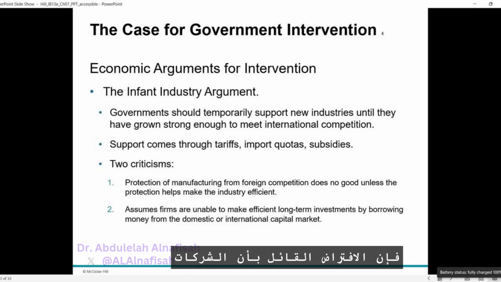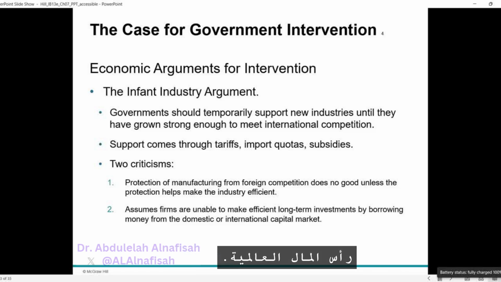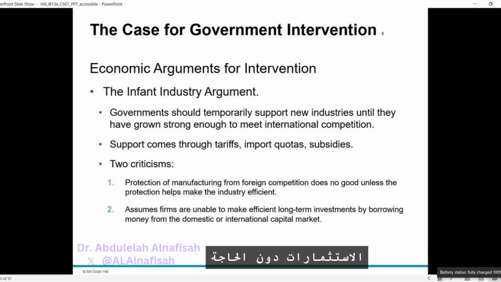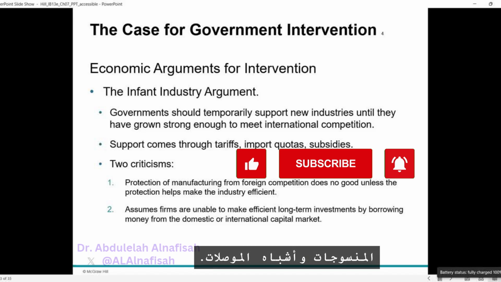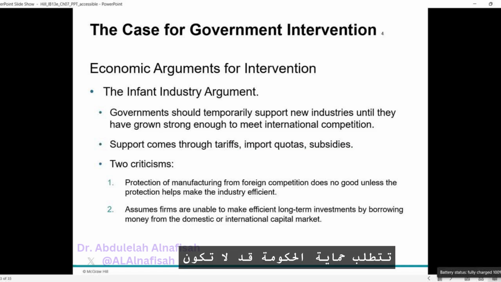Moreover, the assumption that firms cannot access capital markets for long-term investments has weakened with the growth of global capital markets. Countries with comparative advantages should be able to attract investments without government subsidies. Taiwanese and South Korean firms exemplify this by successfully entering industries like textiles and semiconductors without extensive protection. Efficient global capital markets suggest that industries requiring government protection may not be viable in the long term.